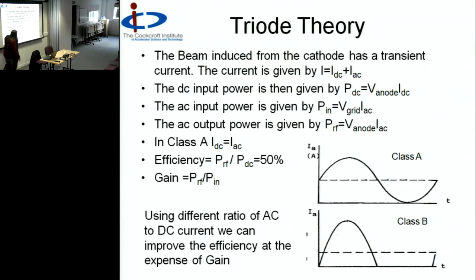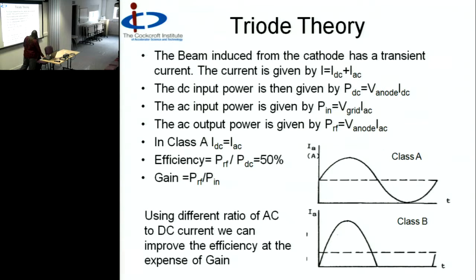You could also operate it in things like class B, where you don't bias it as much and you get slightly more efficiency. The reason you don't operate in class B is because if you did a Fourier transform of this, you'd just be left with the first harmonic in DC. If you Fourier transform this, you get harmonics in there. So class A has the lowest efficiency, but the most linear signal. Class B has harmonics, but it's more efficient. And you go further on different classes of amplifier.